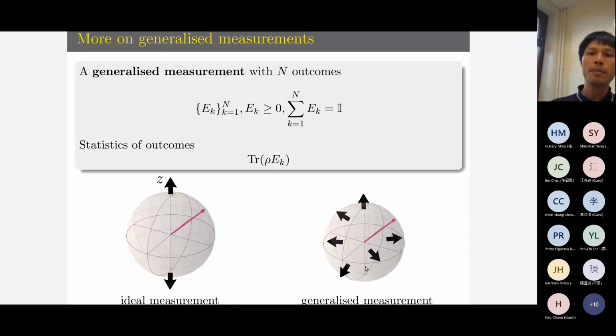And how do you implement it in an experiment? Usually this is implemented by coupling the system to an appropriate ancilla and then making a measurement on the ancilla. Because the ancilla can have several levels, even if you make an ideal measurement there, you have several different outcomes, which, reduced on the system, corresponds to a generalized measurement made on the system.